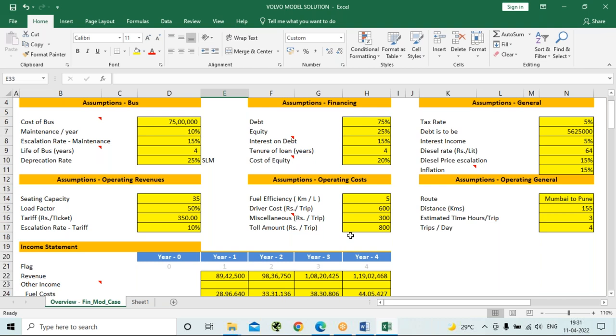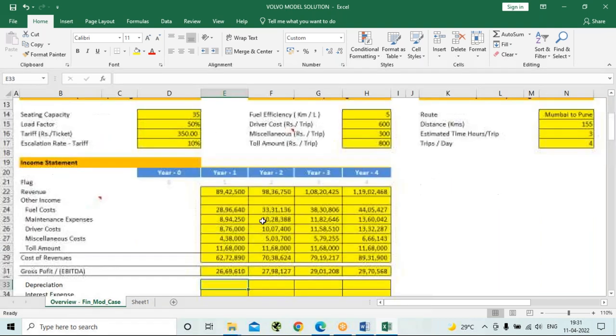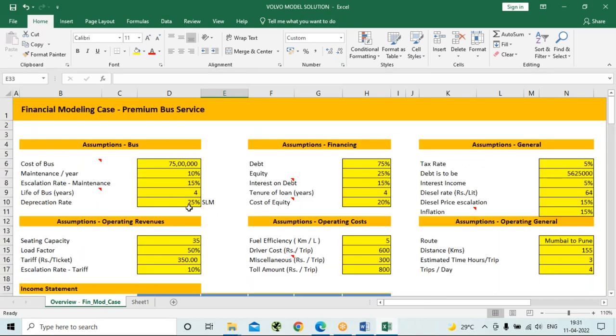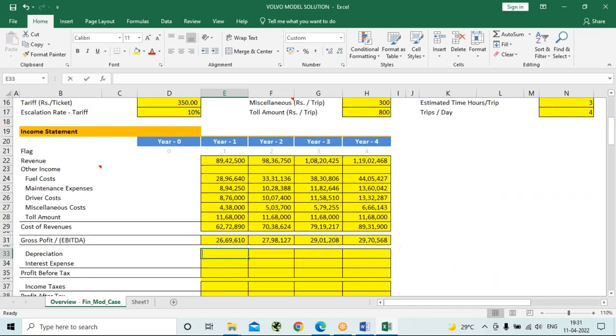So is it 75 lakhs into 25%? Yes. As we have seen, by using the straight line method we are going to deduct 25% per year. The lifespan of the bus is going to be 4 years. So the value of the bus is 75 lakhs into 25% every year, so that comes up to 18,75,000. This remains the same for all the 4 years. Good.